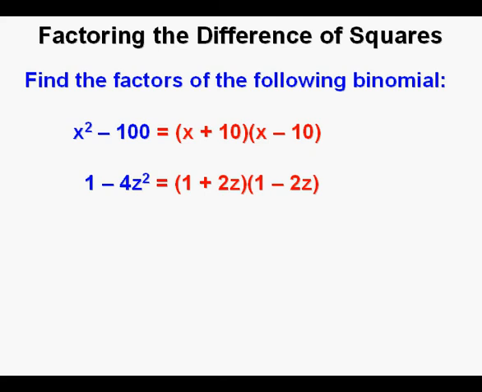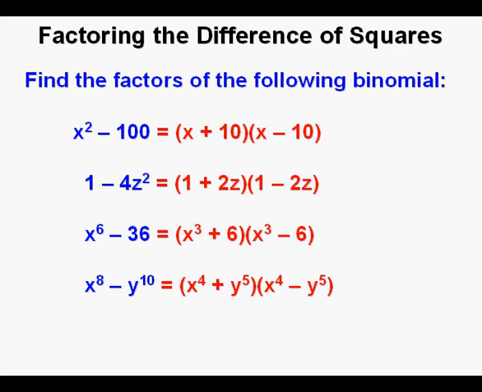I hope you can see that it's 2z because 2 times 2 is 4 and z times z is z squared. Next we'll look at x to the 6th minus 36. And that simplifies to quantity x to the 3rd plus 6 times quantity x to the 3rd minus 6. Let's look at x to the 8th minus y to the 10th. This factors out to quantity x to the 4th plus y to the 5th times quantity x to the 4th minus y to the 5th. Let's look at one more, x to the 2n minus 1. This factors out to quantity x to the n plus 1 times quantity x to the n minus 1. I hope you're getting the hang of this.